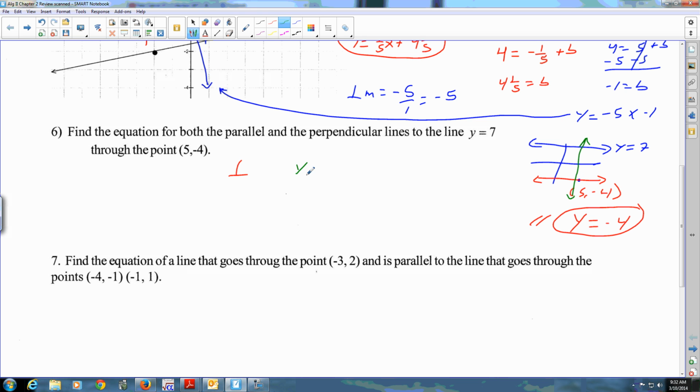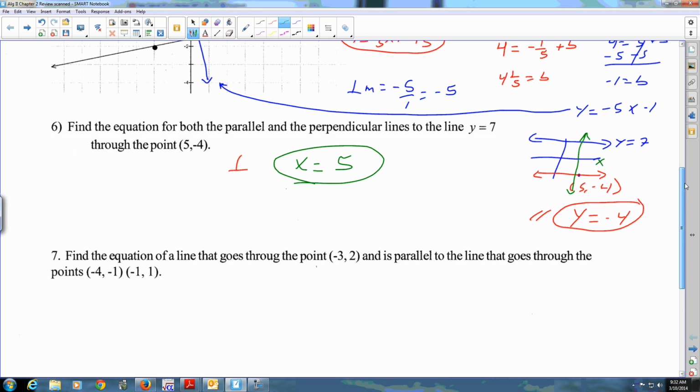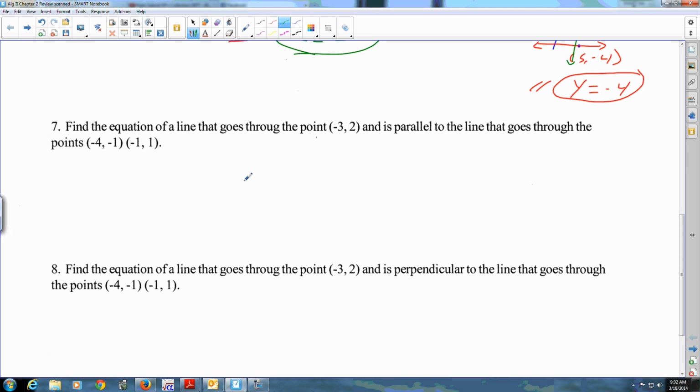All vertical lines look like x equals because they only cross the x-axis. Well, what's the x value at that point? 5. So x is equal to 5. So there's no arithmetic to do. You just look at it and go, oh, x is equal to 5, y is equal to negative 4. And you got the parallel and perpendicular lines. If you need to draw the picture, draw the picture.